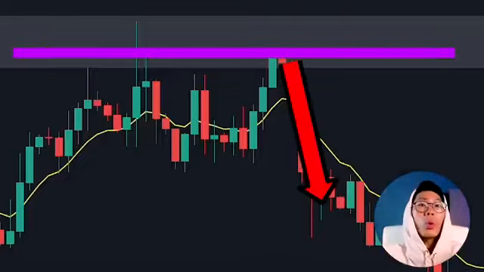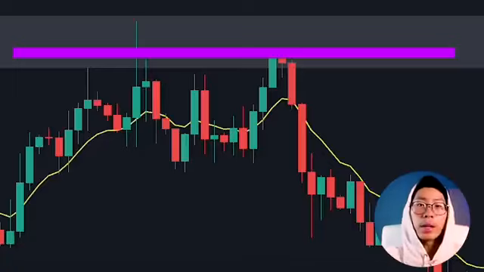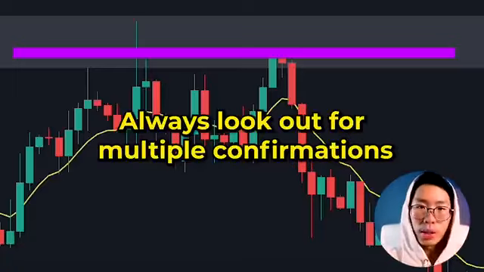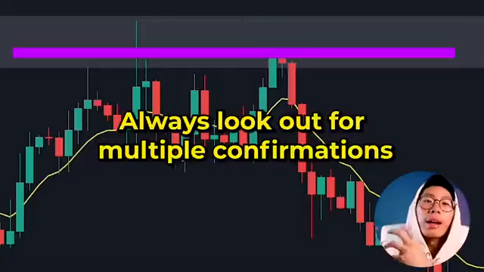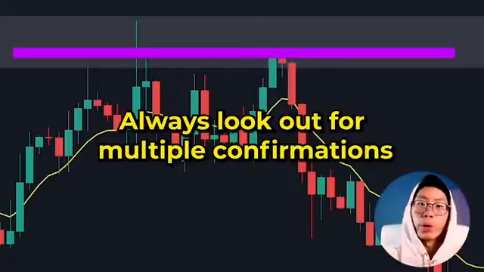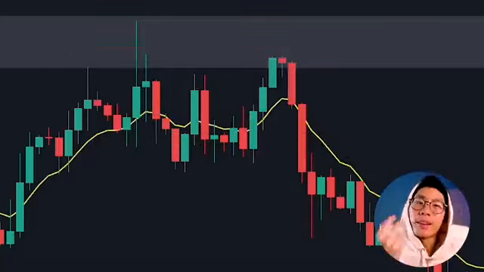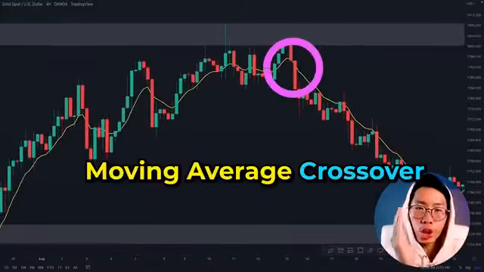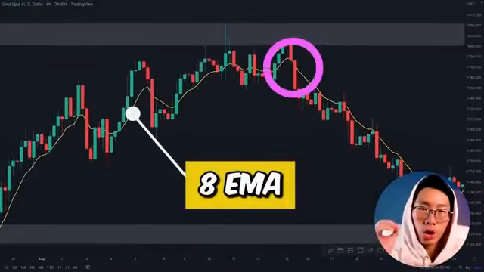But we do not want to enter here yet. We don't want to enter immediately when we see an evening star. We want to wait for multiple confluences, right? We need other confirmation that tells us that price is really going to reverse and head back down. The next thing that I saw at this resistance level is the moving average crossover. That is the next confirmation.